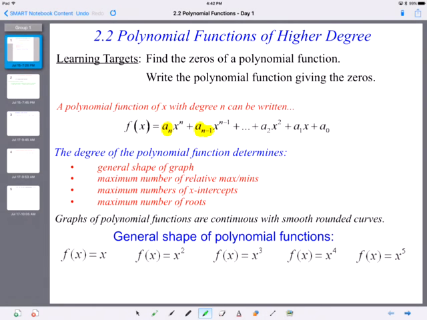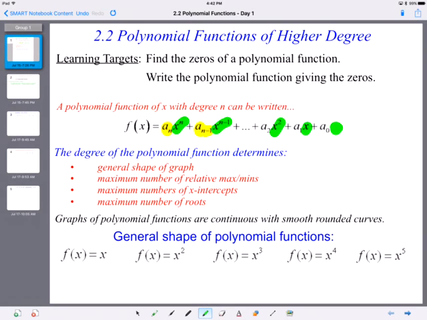You have your x to the n. So let's say that's x raised to the 5th, then you have x raised to the 4th, x raised to the 3rd, x raised to the 2nd, x, and then x to the 0, which would be a constant, or which would be a value of 1. So that's what a polynomial function looks like in generic terms.